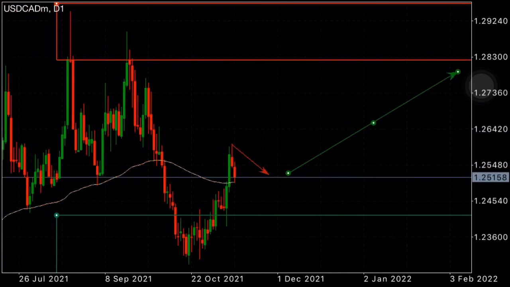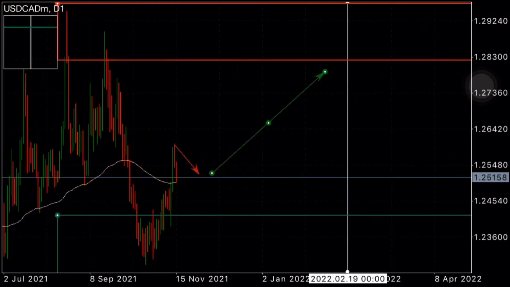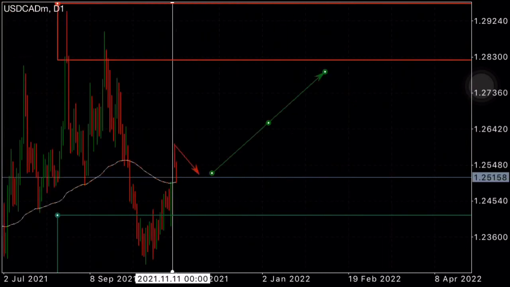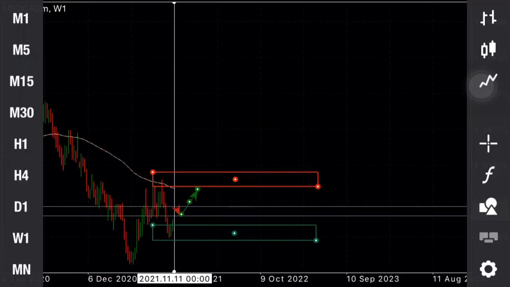Where's the line I'm looking for? All right, I can't see the horizontal line. Okay, I can see the vertical line here, but let me go on the weekly chart. Okay, fine, this is the line here. All right, so let's go.